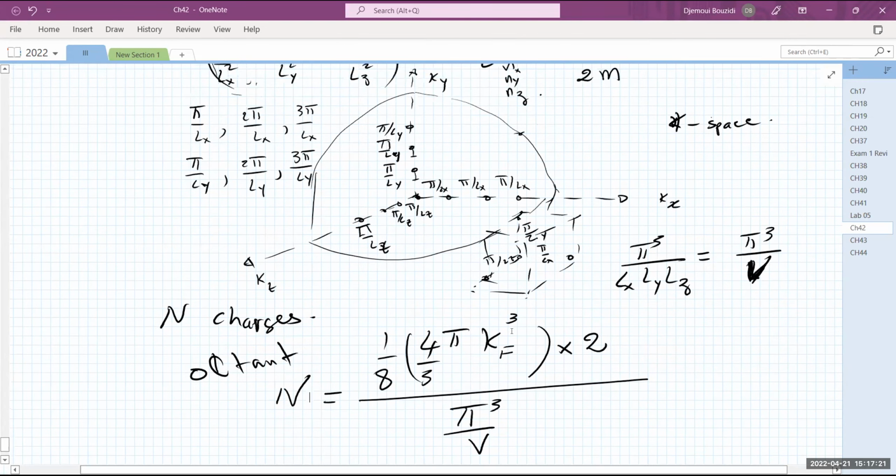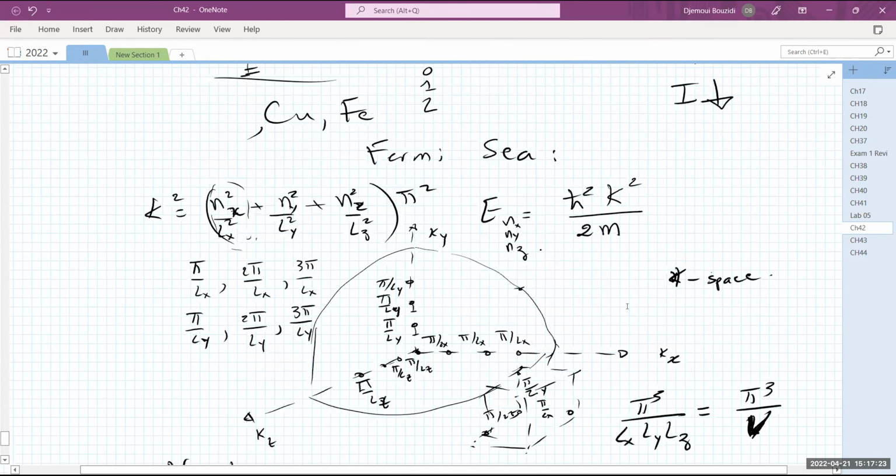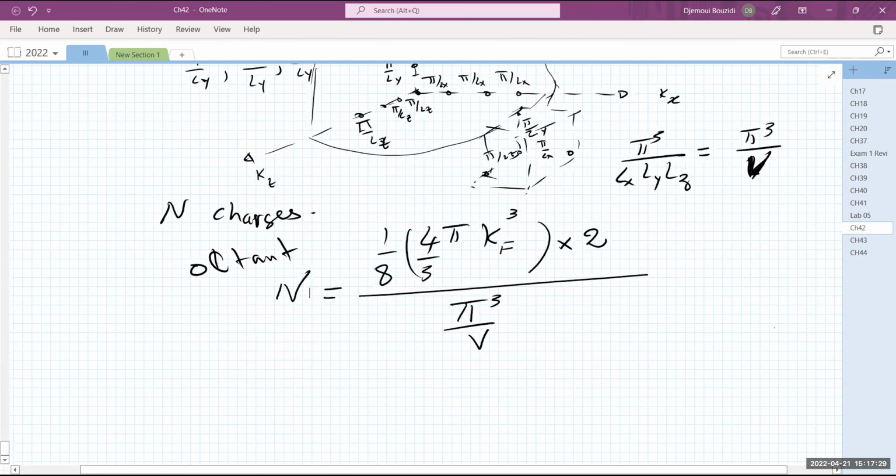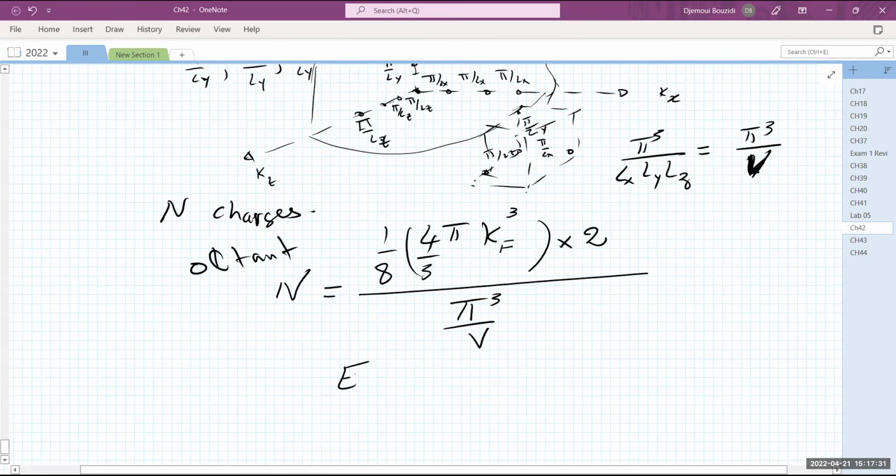So from here, obviously, I have Kf cubed, and Kf squared is related to the energy through this expression. In other words, I have the Fermi energy level at this point, which is equal to h bar squared times Kf squared divided by 2m. You have Kf squared and Kf cubed in here, and you have the energy.